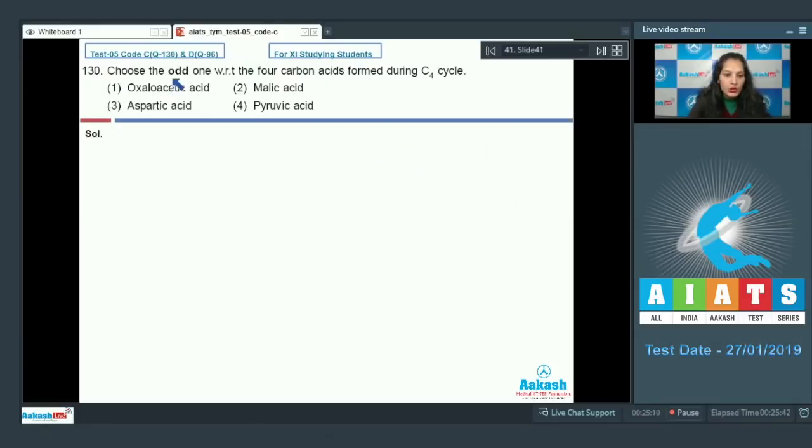Question number 130. Choose the odd one with respect to the 4 carbon acids formed during C4 cycle. First option, oxaloacetic acid. Second, malic acid. Third, aspartic acid. Fourth, pyruvic acid. So the 4 carbon acids are OAA, yes. Aspartic acid, yes. Malic acid, yes. Pyruvic acid is a 3-carbon acid. It's an intermediate during glucose breakdown in glycolysis. So the correct option for the given question is option number 4.